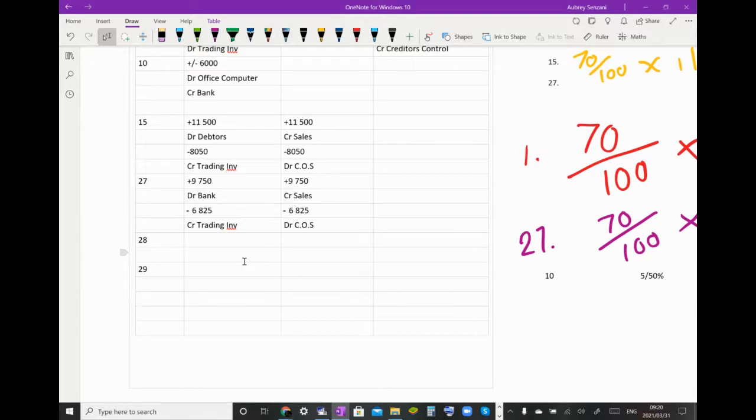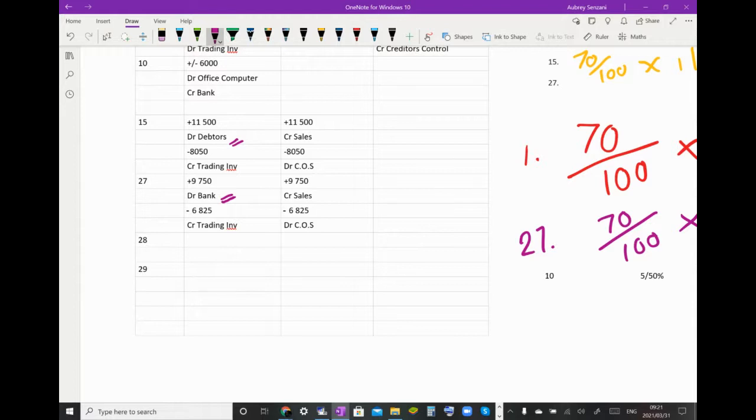Whether we made sales on credit or for cash, can you see that all the accounts remain the same? All the accounts remain the same. The only thing that changed was bank. All right, here we had debtors. Okay, so that's another quick way to just save a minute or two in the test or exam.